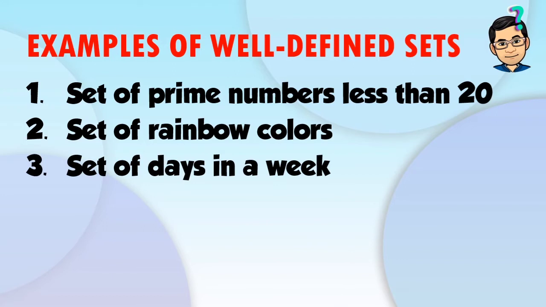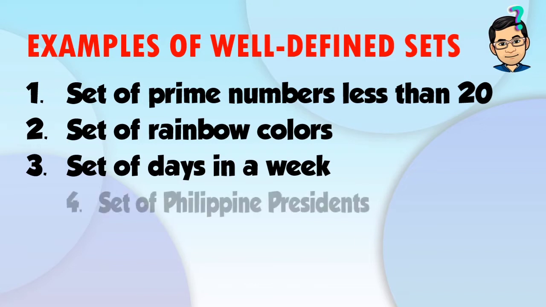Set of days in a week. How many days are there in a week? So, we have 7. Monday, Tuesday, Wednesday, Thursday, Friday, Saturday, and Sunday. Again, this is a well-defined set.